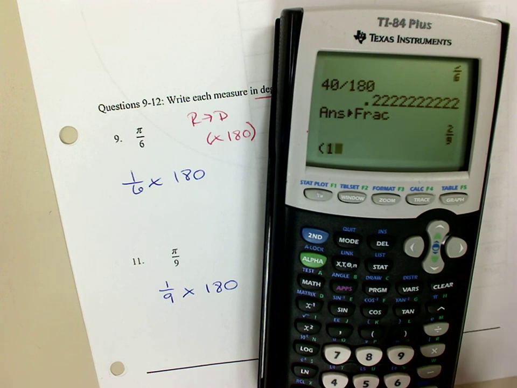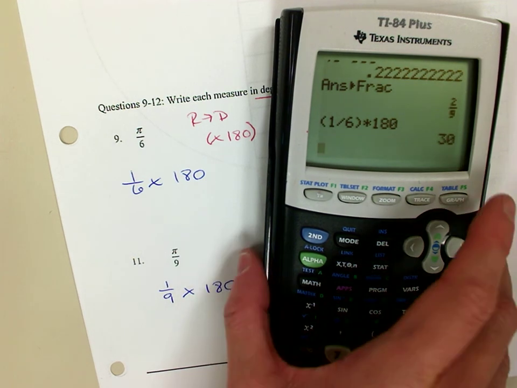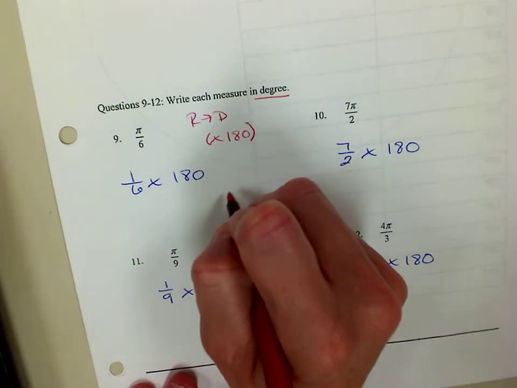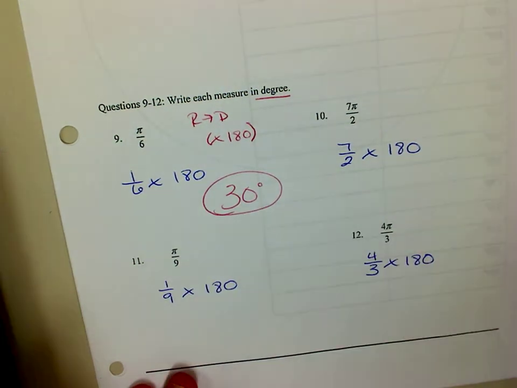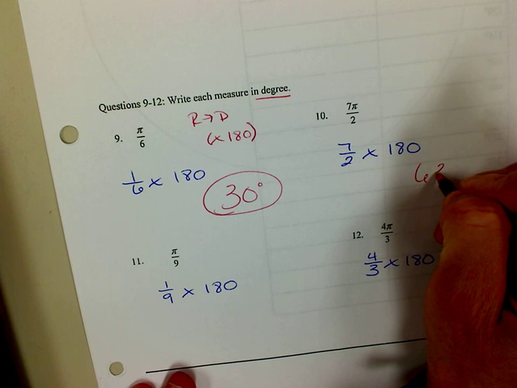So 1/6 times 180. 30. So your answer is 30 degrees. Okay, the next one, 7/2. Make sure 7/2 is in parentheses. Times 180. You should get 630 degrees.